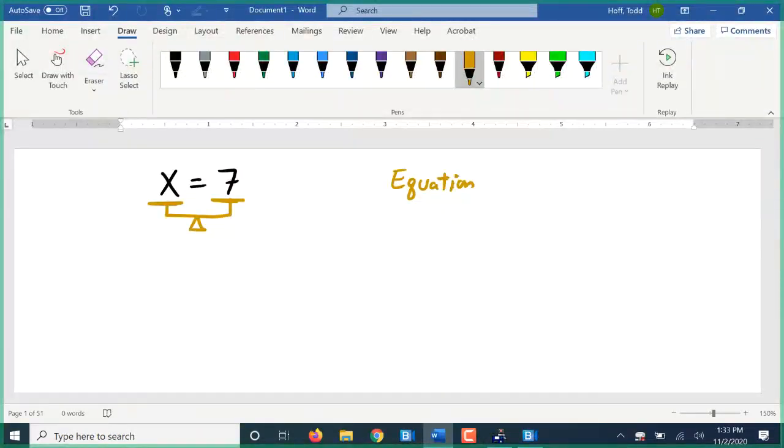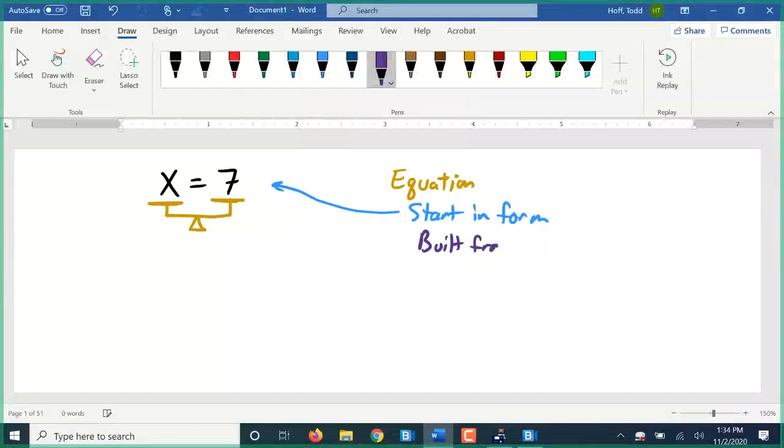Now, this is a pretty simple equation. We're used to seeing them probably way more complex than that. But all equations start in this form. In that form, that is a variable equals a number or a number equals a variable. And then they are built from there. And they're built with our basic math operations.